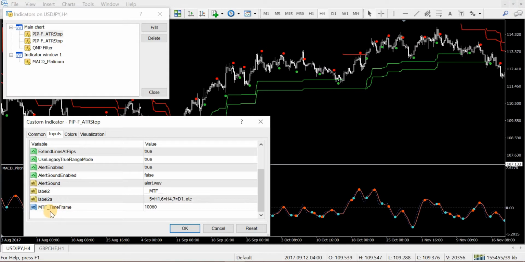multi-time frame. So you'll see 10080. That's how many minutes are in a week. So if I was using a daily, that'd be 1440. Weekly, as you can see, is that 10080. If I was using a month, that'd be 43,200. But that's the important one. So that's for a week.